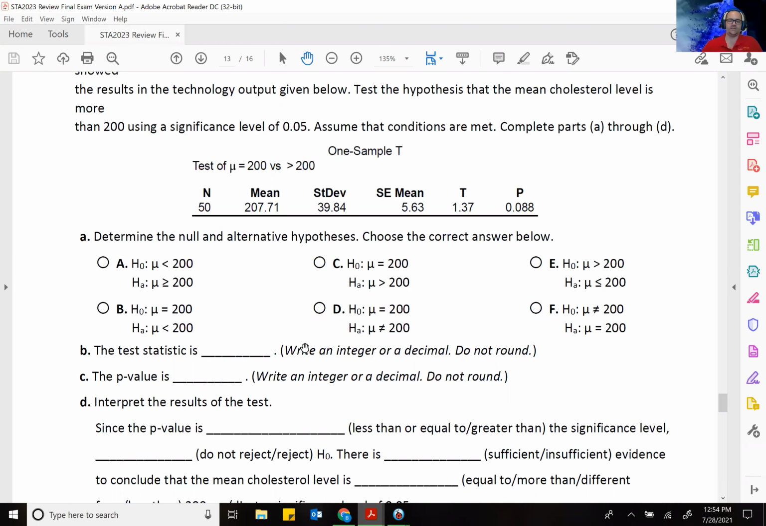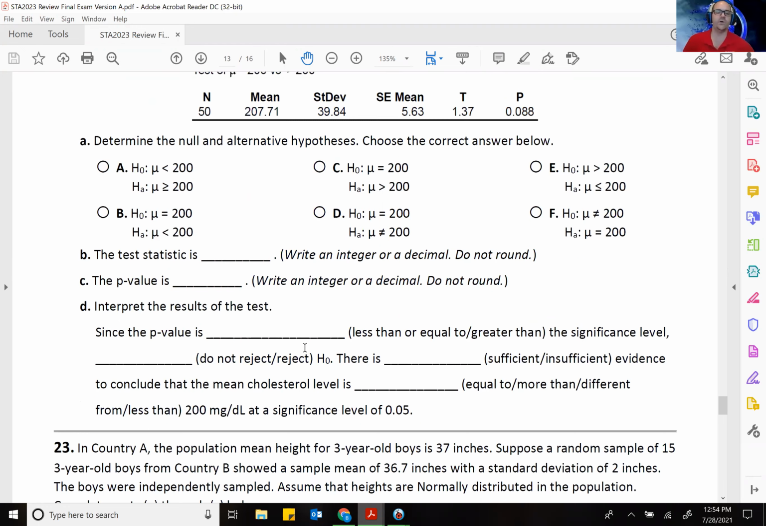So we got a couple of blanks here that we're going to fill in. The p-value is blank the significance level: less than or equal to, greater than. Greater than. Okay. Blank the null hypothesis. Do not reject.